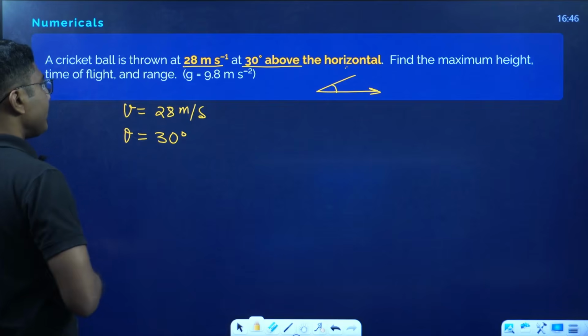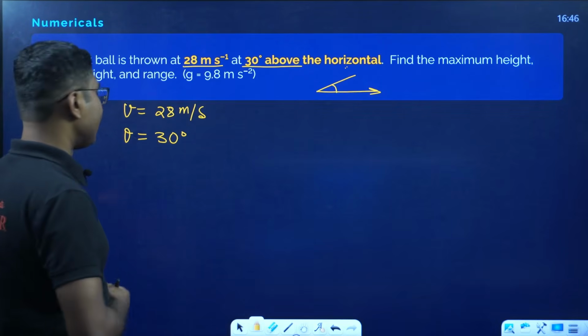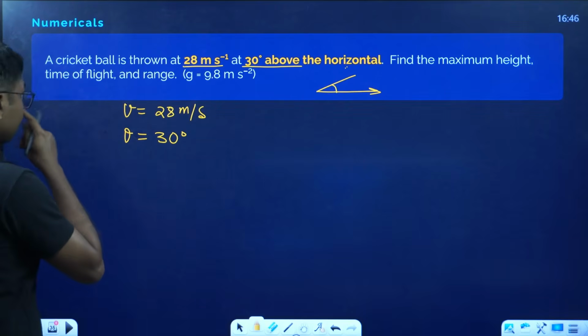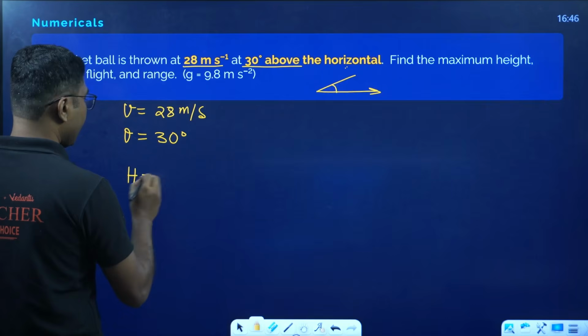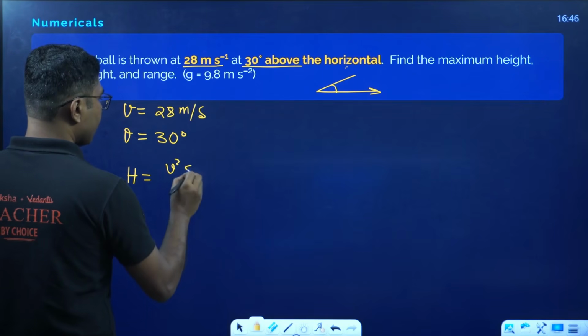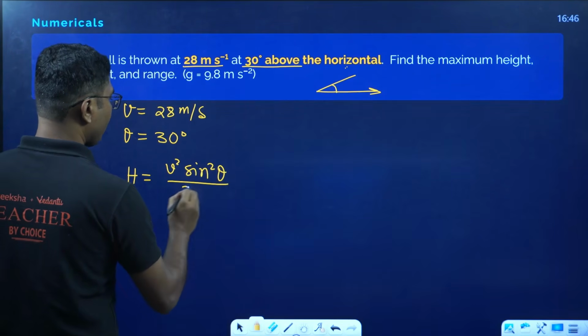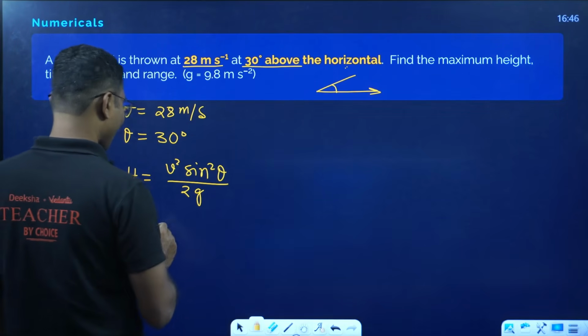Okay, so v is equal to 28 meters per second, theta is equal to 30 degrees. Now let us find the maximum height. Maximum height is given by v squared sine squared theta by 2g. We only need to put in the formulas and calculate. That's it. No rocket science over here.